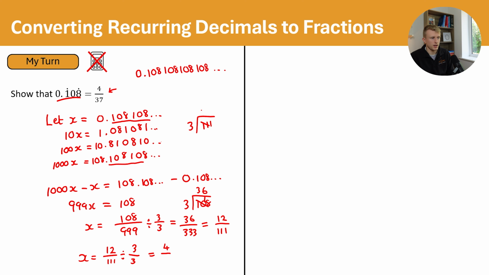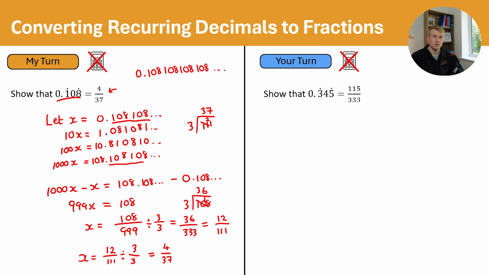So 3 goes into 11 3 times to give me 9 with 2 left over. 3 goes into 21 7 times. So I know that 111 divided by 3 is 37. And I've shown that my recurring decimal, which we let be x at the beginning, is equal to 4 over 37. Pause the video and give this question a go.